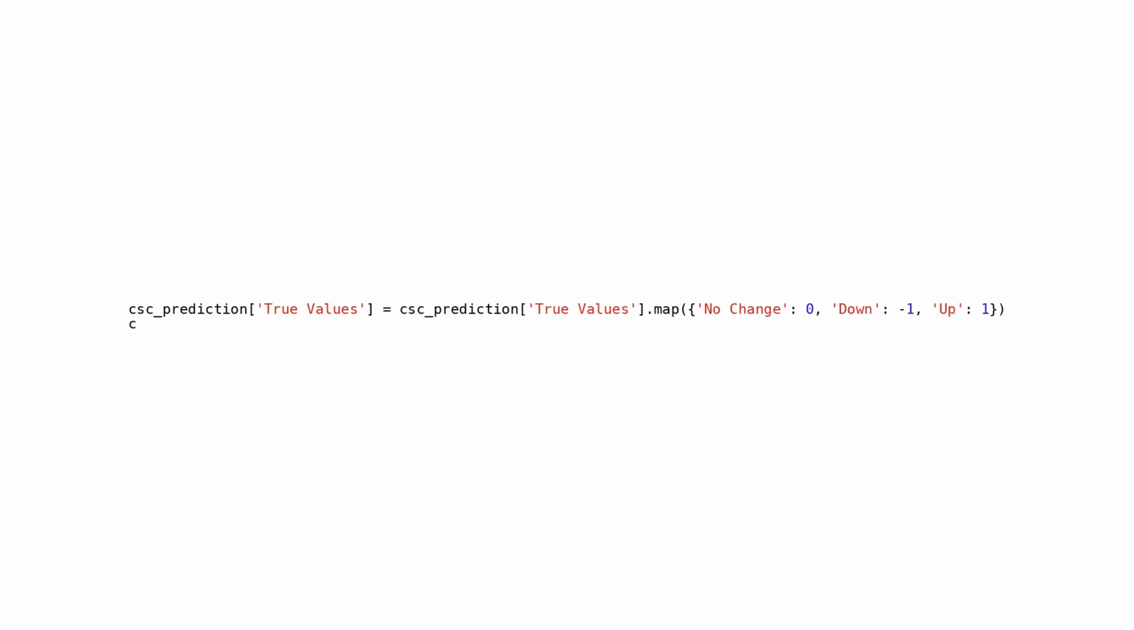This code transforms the categorical values of a prediction data frame to numerical values by mapping no change, down, and up to 0, 1, and 1 respectively.